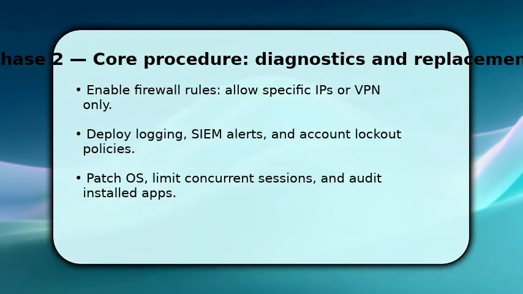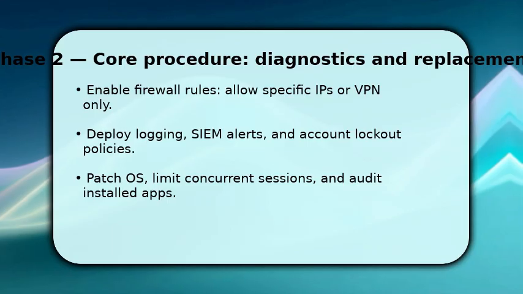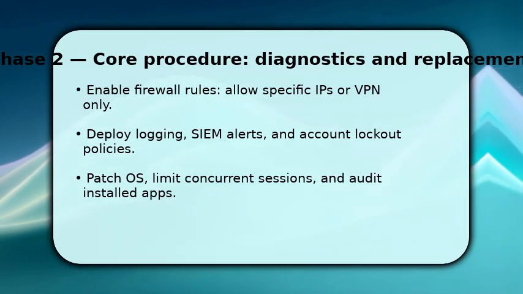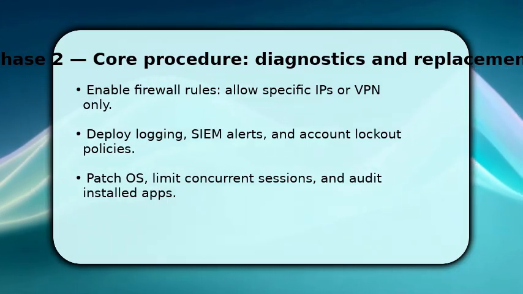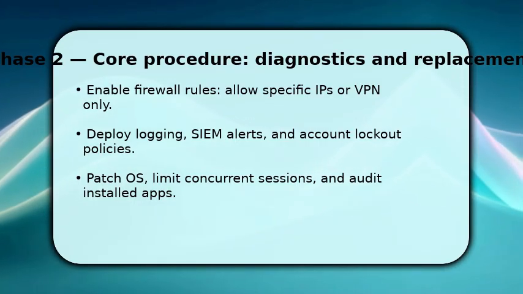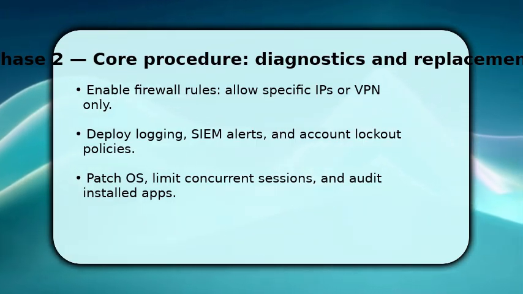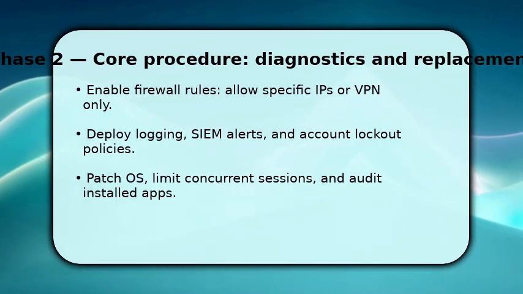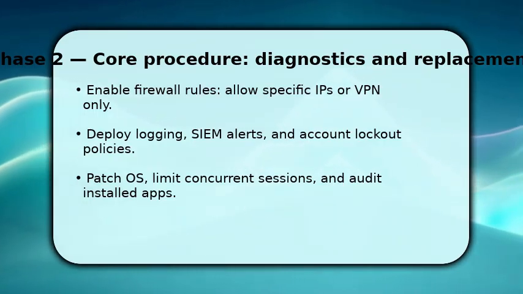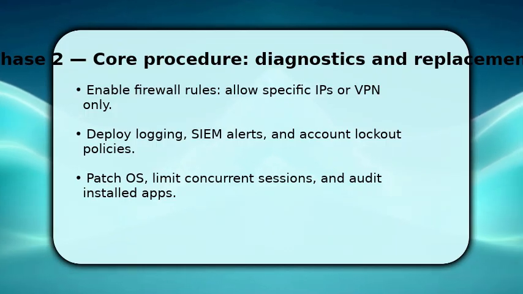Continue by hardening monitoring and controls. Restrict RDP to known IPs or force traffic through a VPN gateway, which isolates access. Then, turn on detailed logging and feed events into your SIEM or alerting system so failed attempts trigger responses. Make sure account lockout thresholds are sensible and update the OS and RDP client regularly to close vulnerabilities. Finally, limit concurrent sessions and audit installed applications to remove unnecessary attack surface. This reduces the chance of lateral movement.